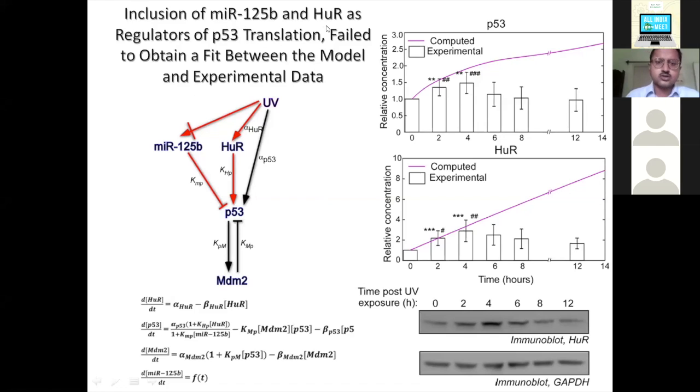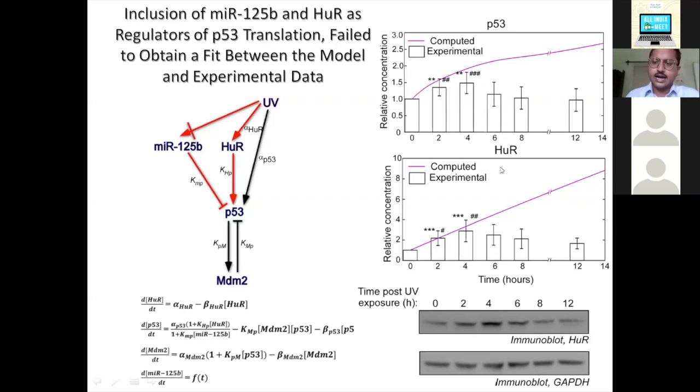So what we now do is we include MIR125B and HUR as regulators over here, and we put in terms for the regulation in this differential equation. As you can see over here, we have included the MIR125B as a negative regulator of p53, so it is in the denominator, and we have included HUR as a positive regulator of p53, that's why it is in the numerator, and then we again solve this equation.